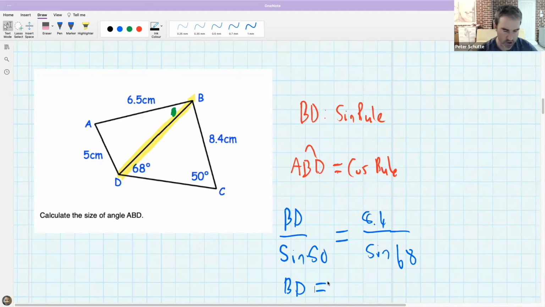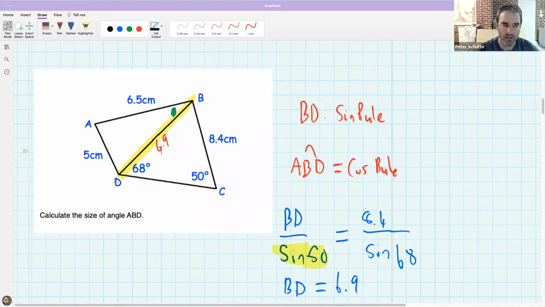If you are unsure about how we're doing this, please do ask. But basically what I need to do in this step is I need to move that sine of 50 to the other side, and then I should have my answer for BD. And if we're going to round to one decimal place, then we should be getting 6.9.